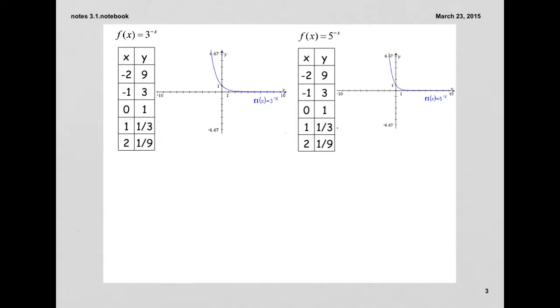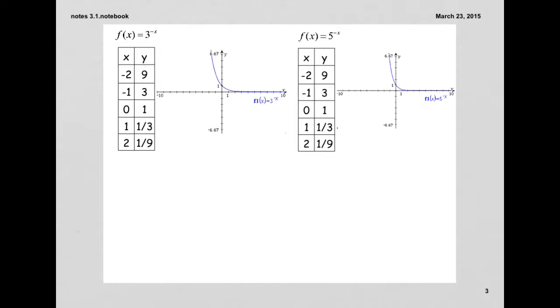Now let's look at the reflections of those two problems. Well, if I put in negative 2, that's going to give me 9, because that's going to be a negative 2, which means positive 2. And I see all that's happened is that my numbers for my y's have reversed from what they were on f of x equals 3 to the x.